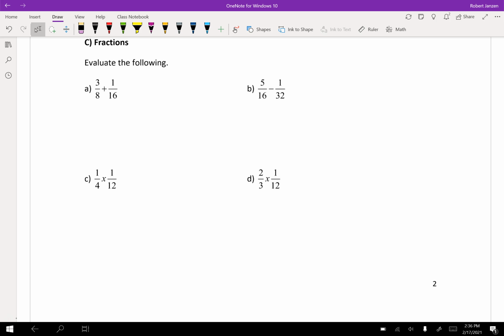Okay, next one. A little review from way back when. How do we add, subtract, and multiply and divide fractions? Okay, well, to add and subtract, you need a common denominator. That's the only time you need a common denominator, so don't do it for multiplying.